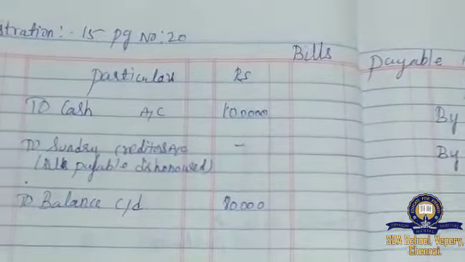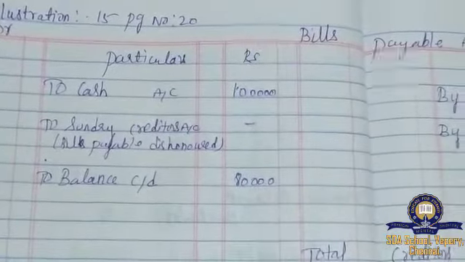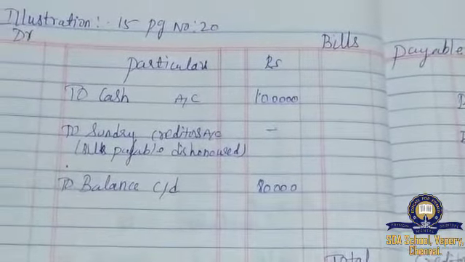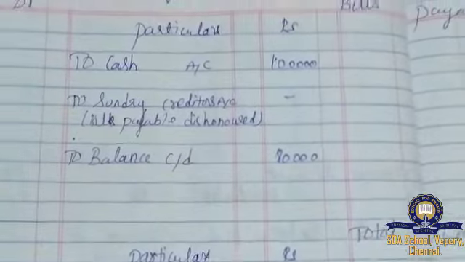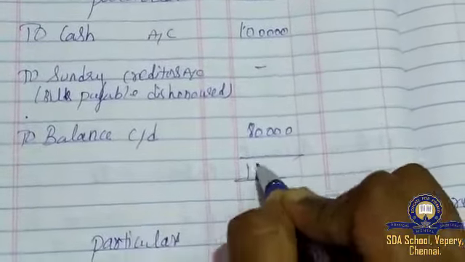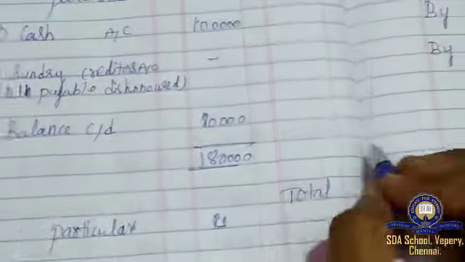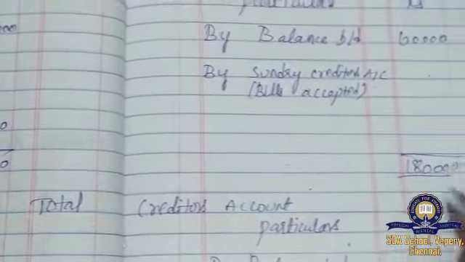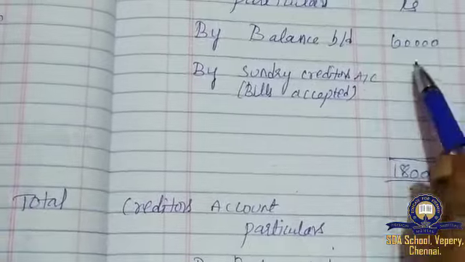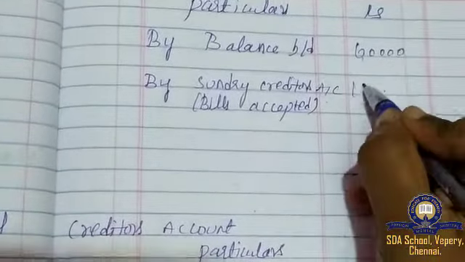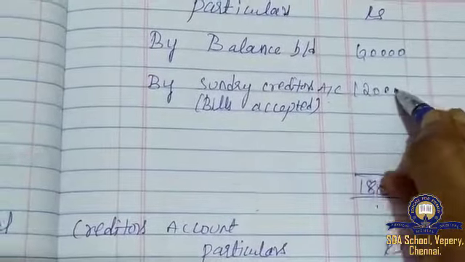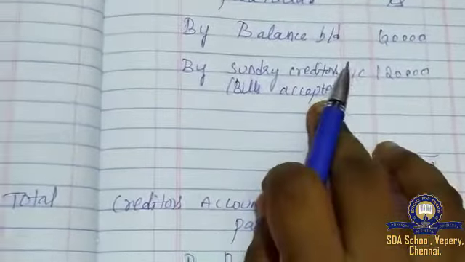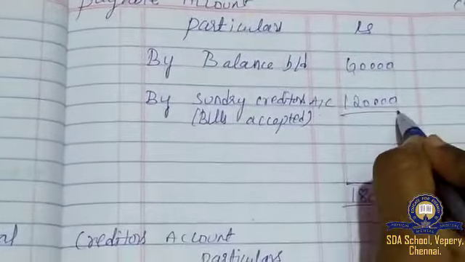So now we are going to close the bills payable account. The debit side is the greater amount, 1,80,000. So 1,80,000 we have to put on both sides. From 1,80,000 you have to minus 60,000, you will be getting 1,20,000. That is the bills accepted.